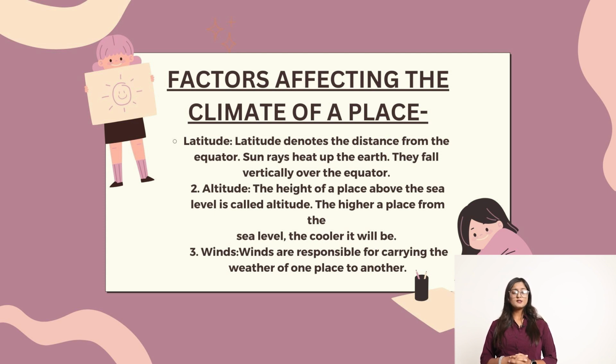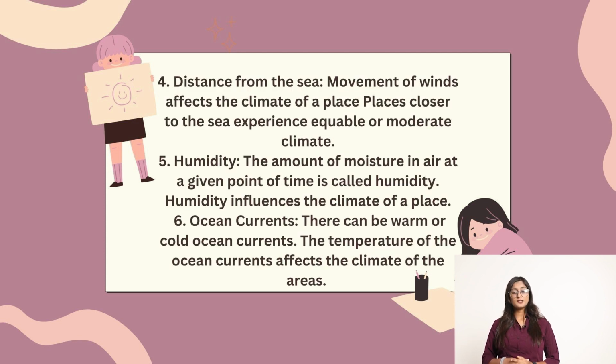Winds. Winds are responsible for carrying the weather of one place to another. Distance from the sea. Movement of winds affects the climate of a place. Places closer to the sea experience equable or moderate climate. Humidity. The amount of moisture in air at a given point of time is called humidity. Humidity influences the climate of a place.